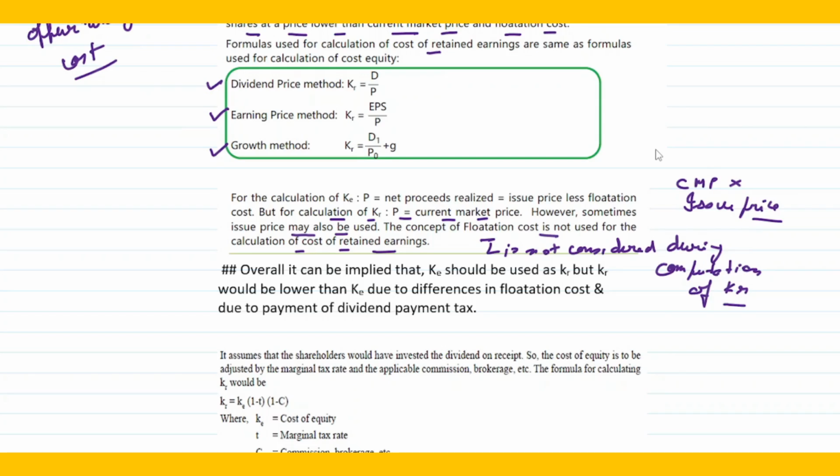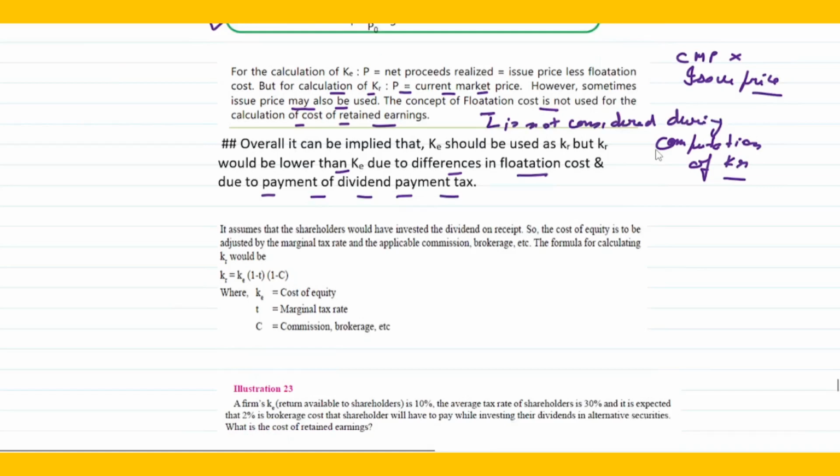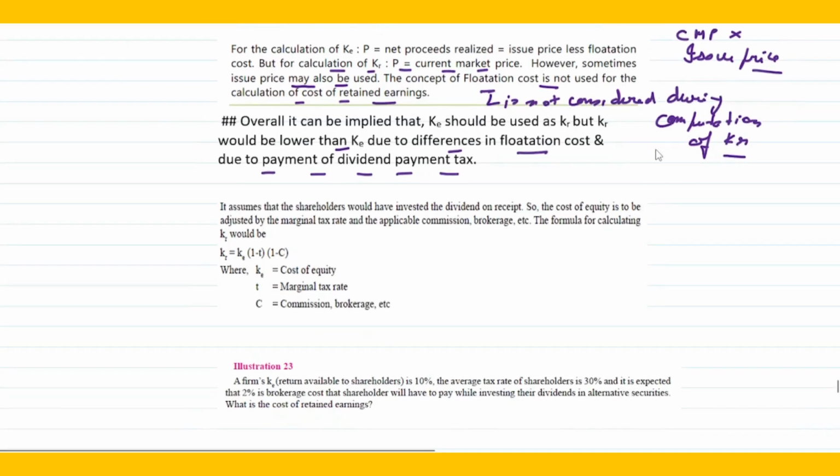Okay, so one important point, please remember, overall it can be implied that KE, that is the cost of equity, should be used as KR, but KR, that is the retained earnings, would be lower than KE. Why? Because of differences in flotation cost and due to payment of dividend payment tax. So there is not even a tax component involved in it. Hence, the difference between KE and KR is that usually KR doesn't have any kind of flotation cost, and also there is no need for the shareholders to pay any dividend payment tax. Fine. Okay. It assumes that the shareholders would have invested the dividend on receipt. Yes or no? That's very obvious.